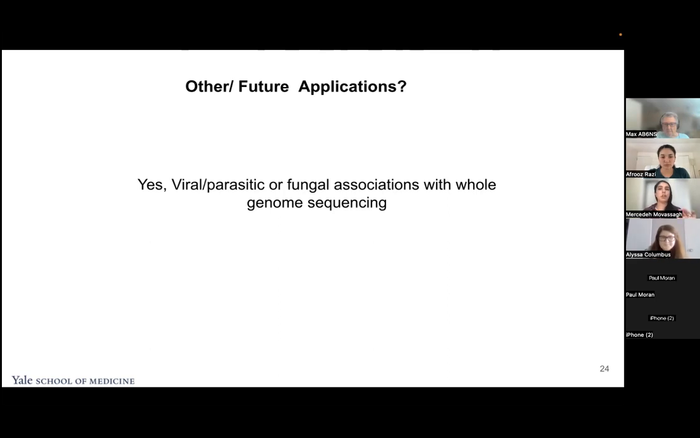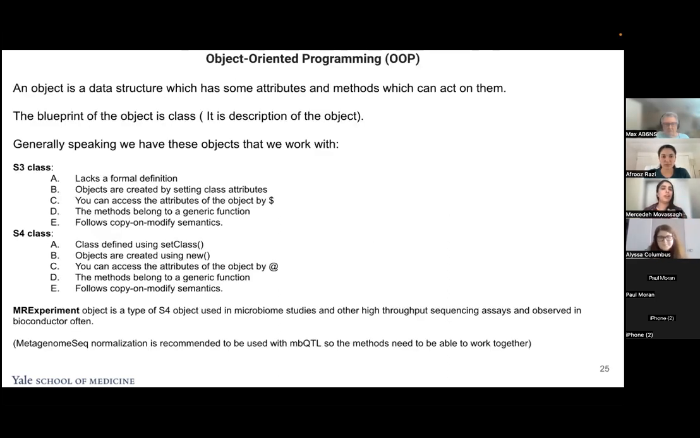Before I jump into the next section, I have to quickly talk about object-oriented programming. There's a reason why I say that, because we're talking about package development while I'm going through this as well, but just an introduction to what objects are. Basically, they're data structures that have attributes to them. The famous ones that a lot of biological data uses in R are S3 and S4 objects.